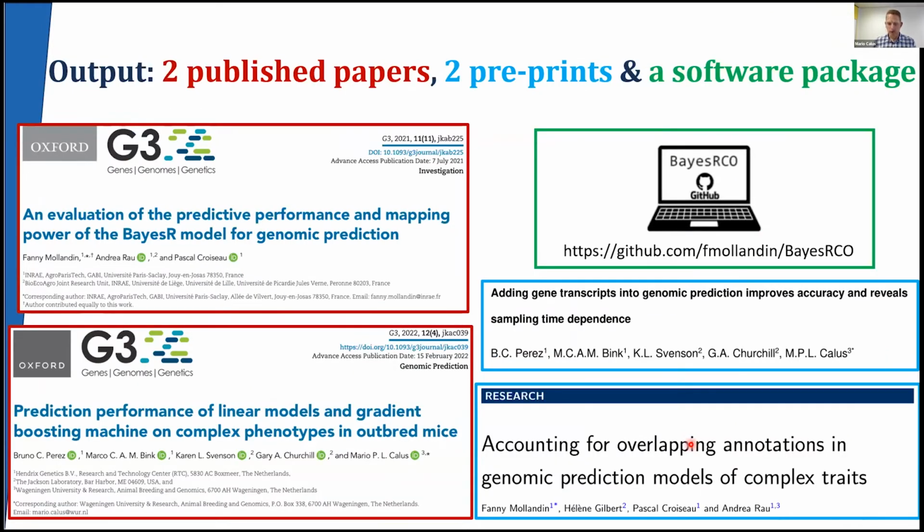So what output have we generated so far? There are two published papers in G3, one on the Bayesian models and one on the machine learning models. There are also two preprints, again one on the Bayesian models and one on the machine learning models, and the latter also includes the results on the gene expression data. The Bayesian models have been implemented in a package called BayesRCO, and that package is also freely available through GitHub.